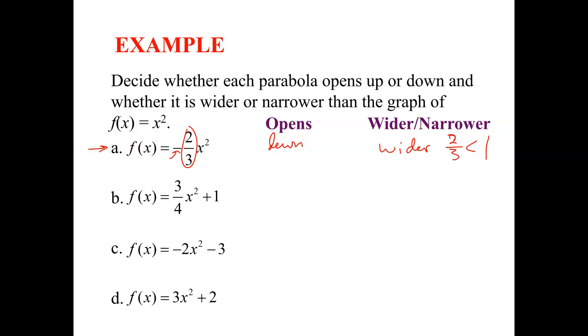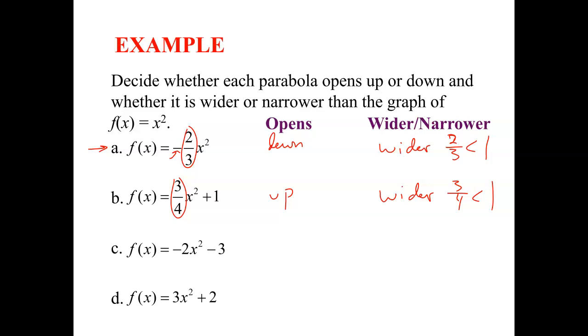B. Up or down? Up, because it's positive. Narrower or wider? Wider. 3/4. 3/4 is less than 1. So it's going to be wider.